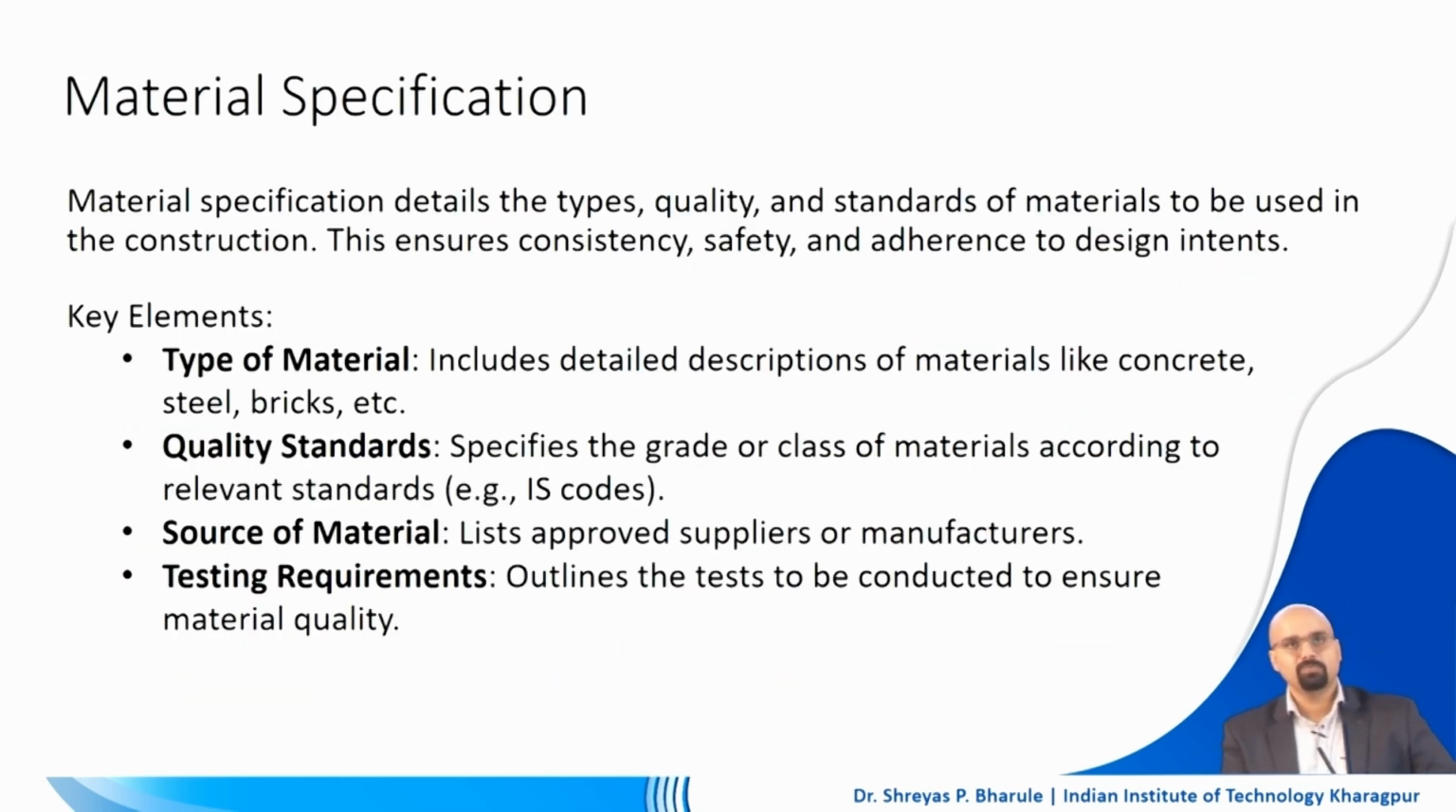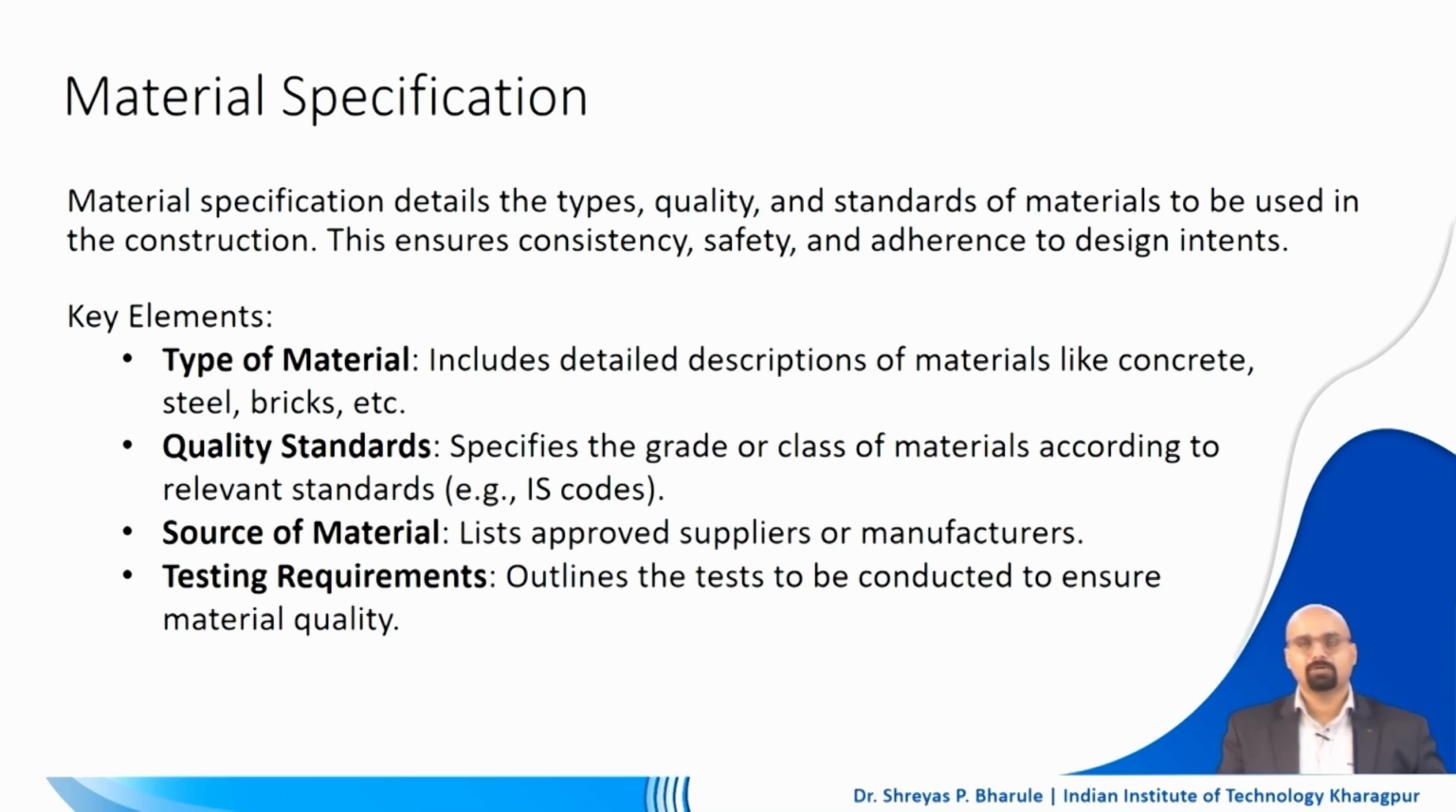Next, we move to material specification. Now, in most of the working drawings, material specifications are mentioned at a minimum level. Usually, we also have a document of specifications of the finishes that will be applied on a particular finished building or a finished surface.